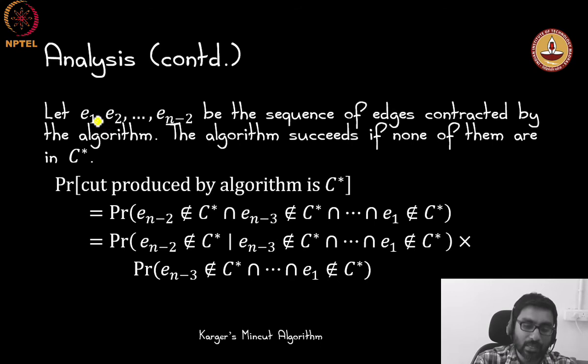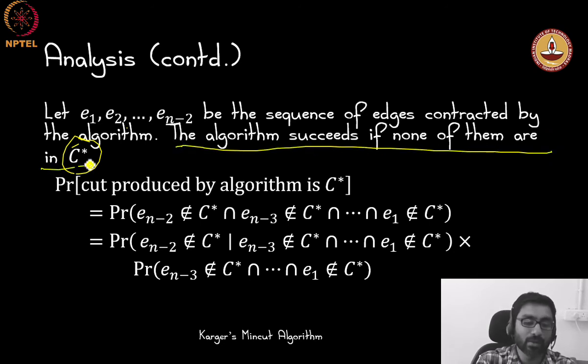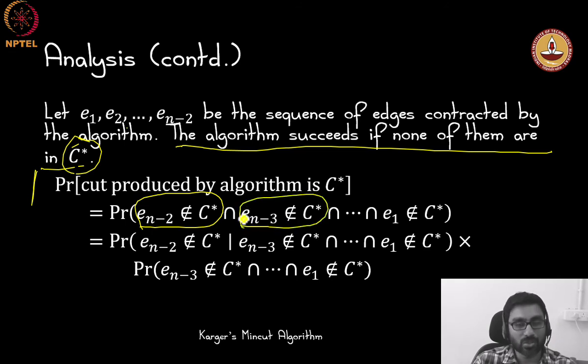Towards that, let E1, E2, and so on up to En minus 2 be the sequence of edges contracted by the algorithm. Now, as I said, if one of these E1 through En minus 2 is a member of this min cut, that's bad. The other way of saying it is that the algorithm succeeds if none of them are in C star. So the probability that we care about, the probability that the cut produced by the algorithm is C star, is equal to the probability that the last edge that we contracted was not in C star, the last but one edge that we contracted was not in C star, and so on up to the first edge that was contracted. I've gone in the reverse order for a reason.